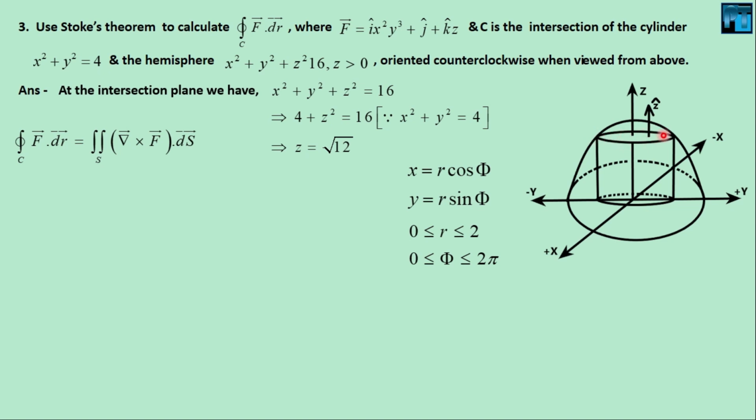Actually, this plane is a z equal to constant plane, so a parallel plane to the xy plane. So this has only two directions. One, plus k cap or plus z cap direction. Second, negative z cap direction. Okay. Now see, oriented counterclockwise.